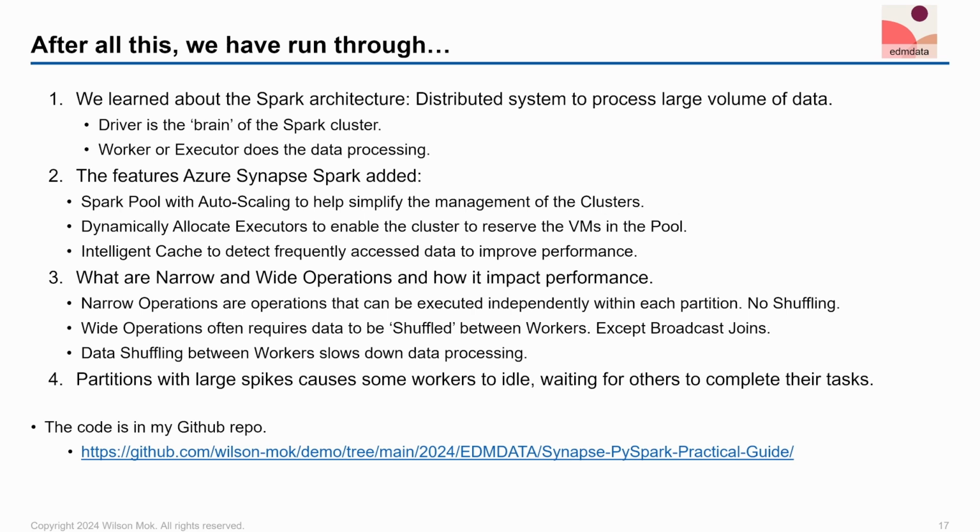We quickly touched on what a narrow and wide operation is and how that impacts your performance. Narrow is things that you can run independently for each partition. No shuffling is the important aspect. Wide operations are usually things that require you to shuffle the data between 2 or more workers, except for broadcast join. Data shuffling between workers does slow down your data processing, and partitions with large valleys and things like that keep some of the workers idle, which does not help us with completing our task quickly.